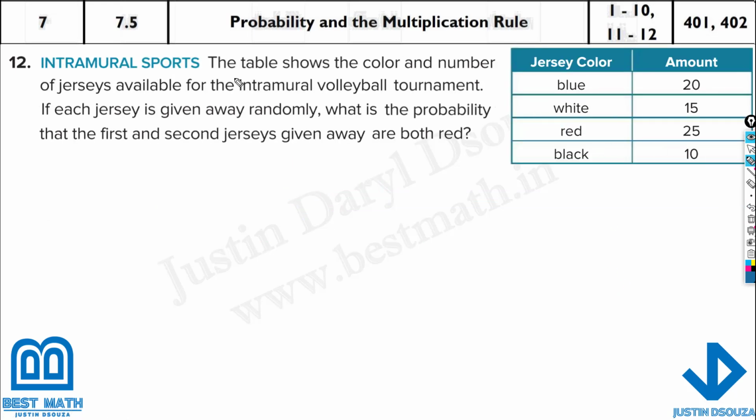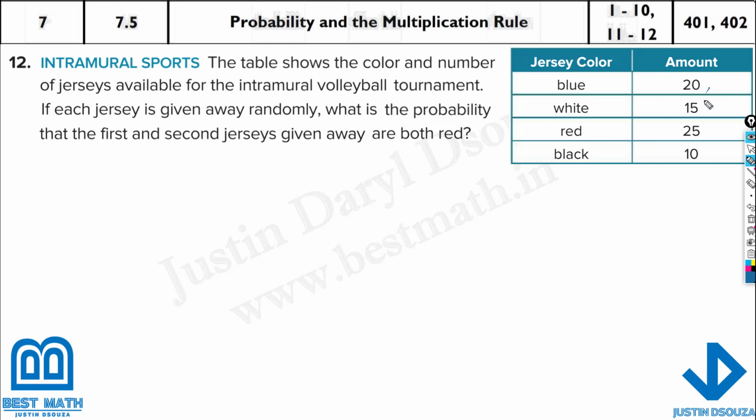Here we have a problem about intramural sports. The table shows the color and number of jerseys available for the intramural volleyball tournament. If each jersey is given away randomly, what is the probability that the first and the second jerseys given away are both red?